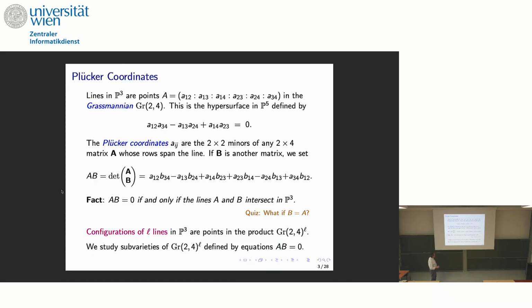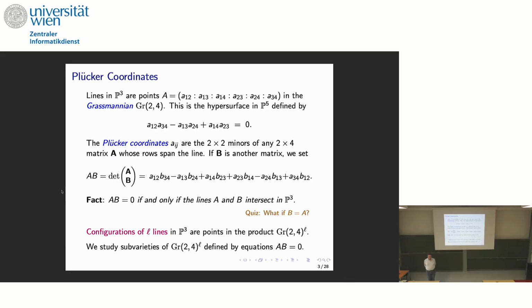Well, I have it in, so each Grassmannian is in its own P5. So it's a subvariety of P5 times P5 times P5, L times. I want to do this Grassmannian to the L is a subvariety in a product of projective spaces, P5 times P5 times P5. And I have a whole bunch of these Plücker relations, of course, that just says we're in the Grassmannian. And then for some pairs of lines, I have this A-B relation.